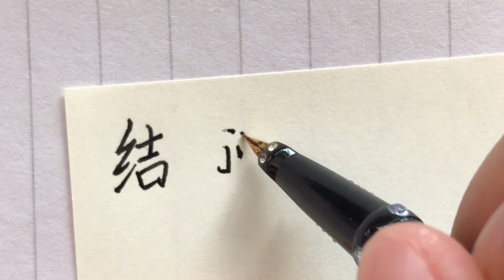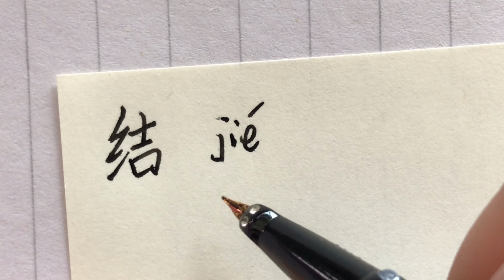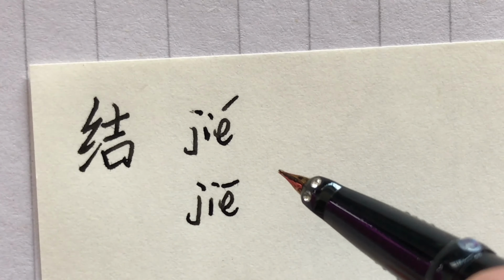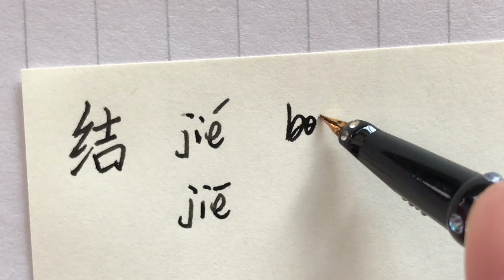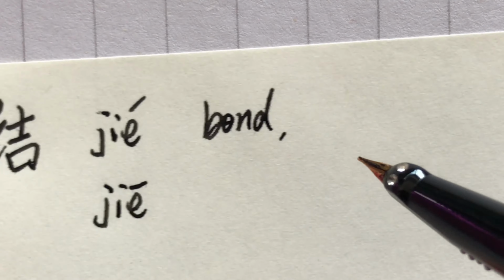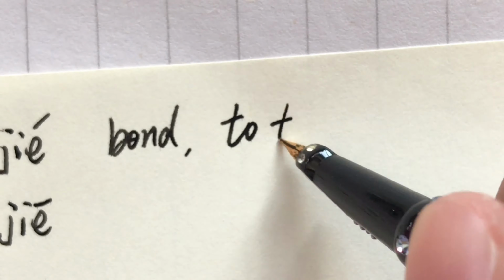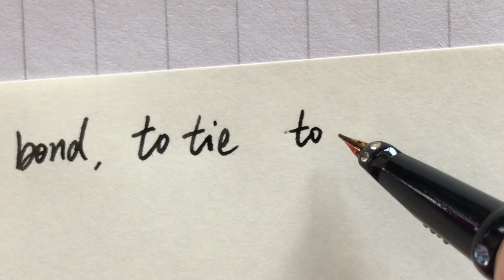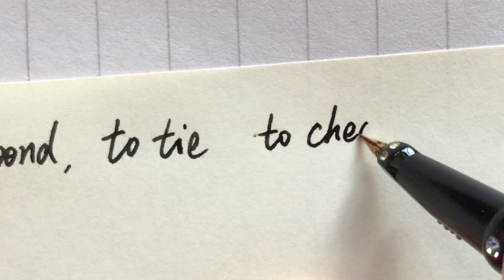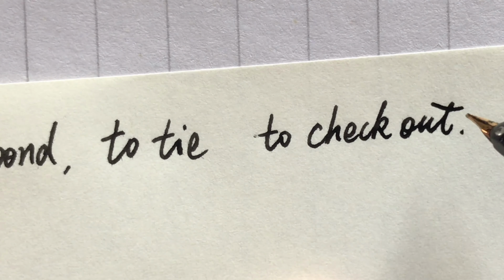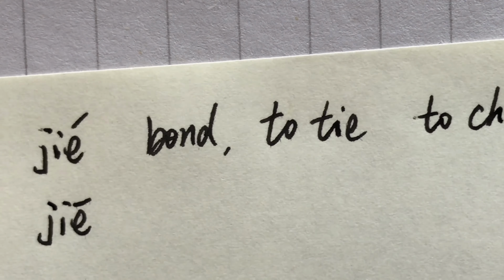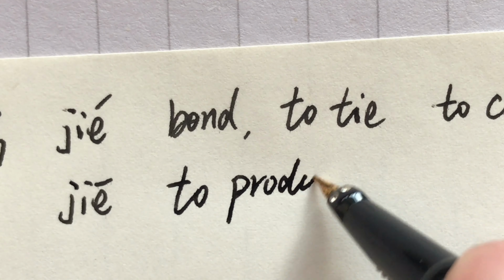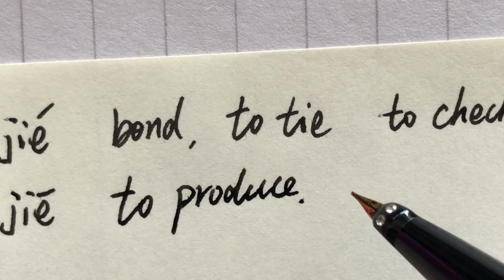结 or 接. 结 means bond, to tie, or to check out. 接 means to produce. Solid.